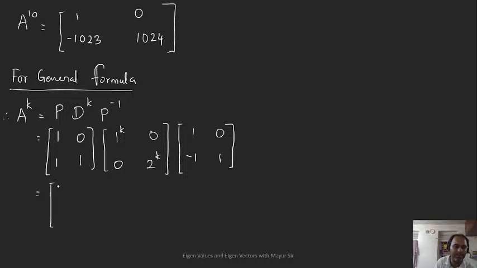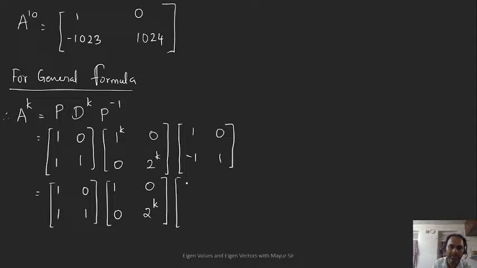So here it is [1, 1], [0, 1]. 1 raised to k is always 1, so that is always going to remain that. So I'll just write here, and here you have [1, -1], [0, 1].